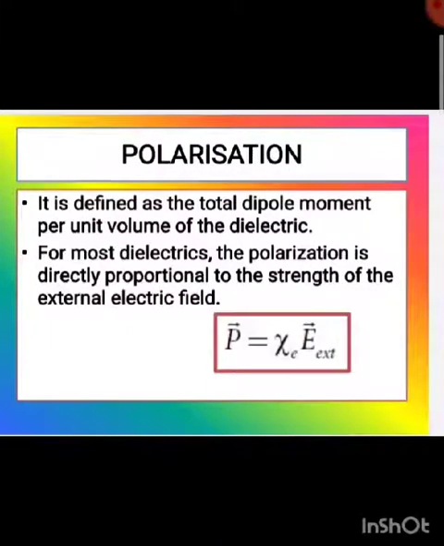Our next topic is called polarization. It is defined as the total dipole moment per unit volume of the dielectric. For most dielectrics, the polarization P is directly proportional to the strength of the external electric field. The polarization vector P is directly proportional to the E vector.